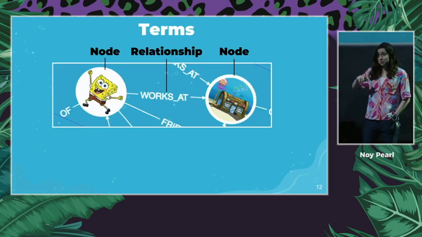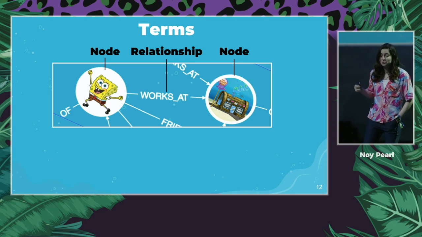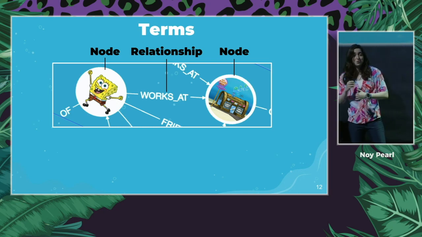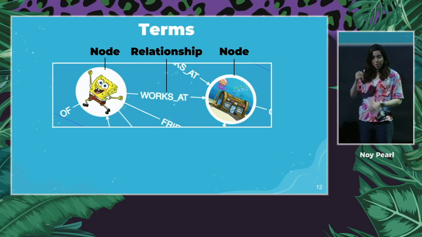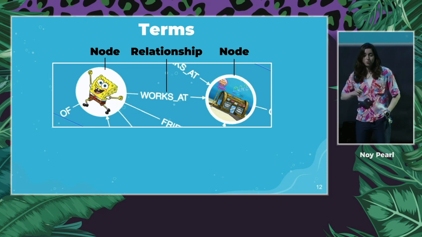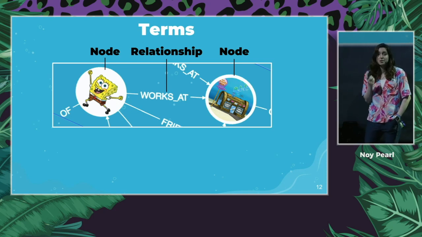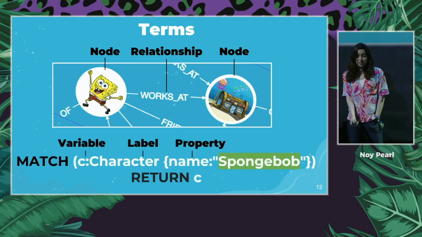So we talked about how it looks like, and that it's not like a table. But let's dig into the actual interesting terms of Cypher, or even of graph databases. We talked about nodes and relationships already. We can have an arrow between two nodes, and the direction doesn't really matter in our case and all of this talk. And at the bottom, you can see some query.